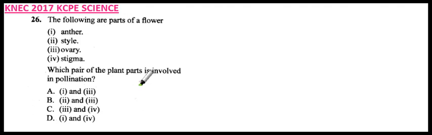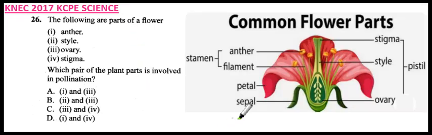Possibly before we go to the answers, let's have a look at a picture of common parts of a flower. This is a flower, and we are shown the parts. So we have the anther, which we have here. We have the filament. The filament is a part supporting the anther, and both the filament and the anther are called stamen. We have the petal, that is the flowery, the colorful part of the flower. We have the sepal. It is that part that covers the flower before it blooms.